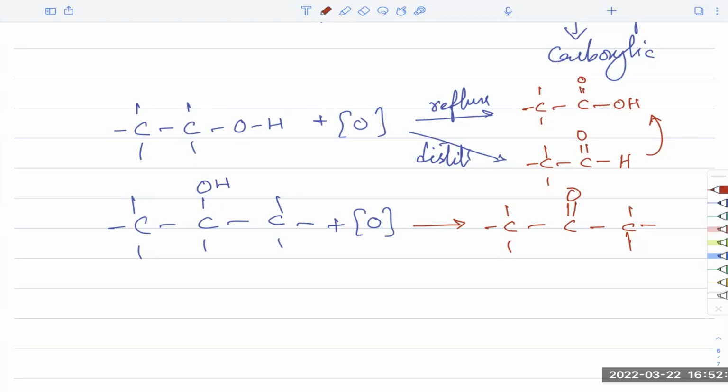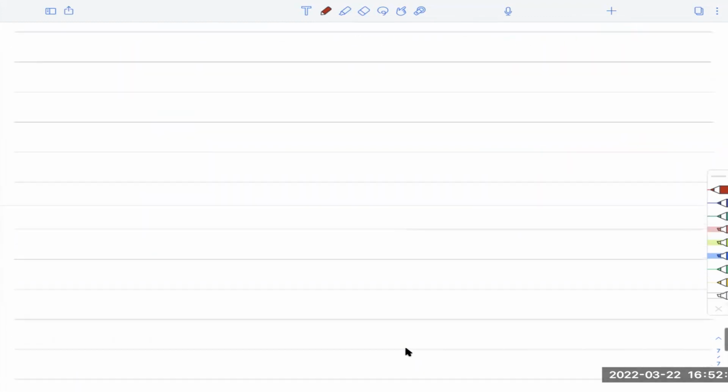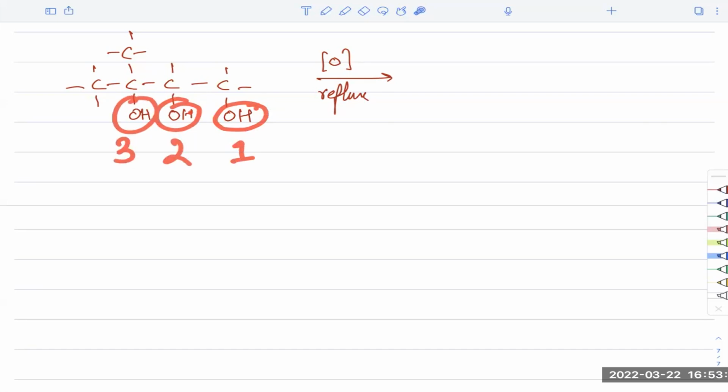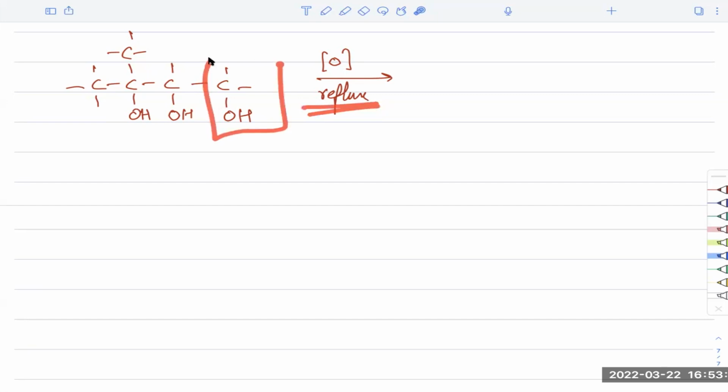Okay, let's try this example. Let's say I have one OH here, one OH here, one OH here. Let's see how this will oxidize. If this is reflux, then before you do it, identify this is primary, this is secondary, this is tertiary. What that means is that because it is reflux, this part will completely oxidize.